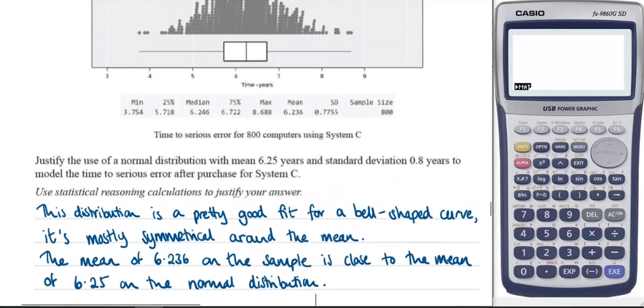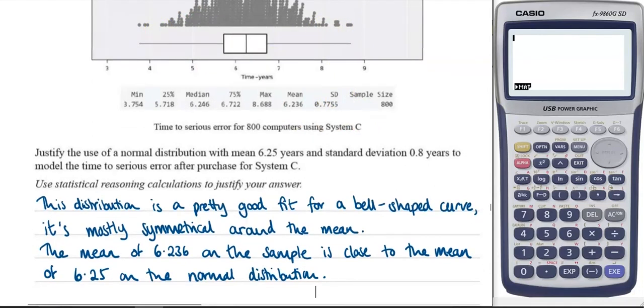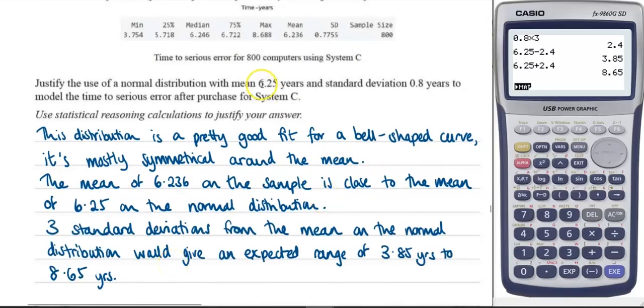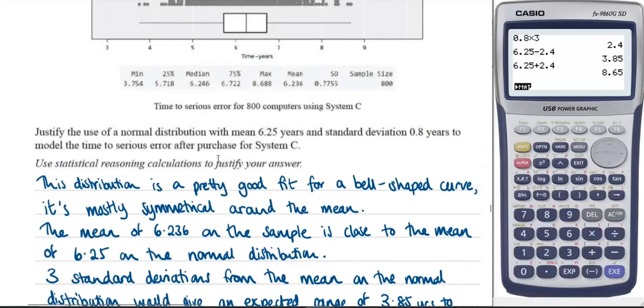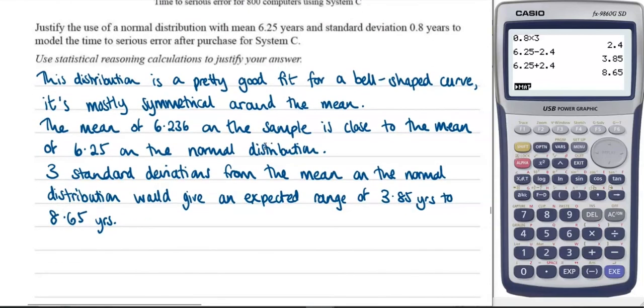The other obvious measurement to check is your standard deviation. Now, on a normal distribution, your data should mostly fit within 3 standard deviations of the mean. So let's work that out. 3 standard deviations away on our normal distribution, mean is 6.25. If we go 3 times 0.8 below and 3 times 0.8 above, we get a range of 3.85 through to 8.65. So let's look at the data we've got. Our minimum is 3.75, that's close to the 3.85, and our maximum 8.688. So that's pretty close to the 8.65 as well.